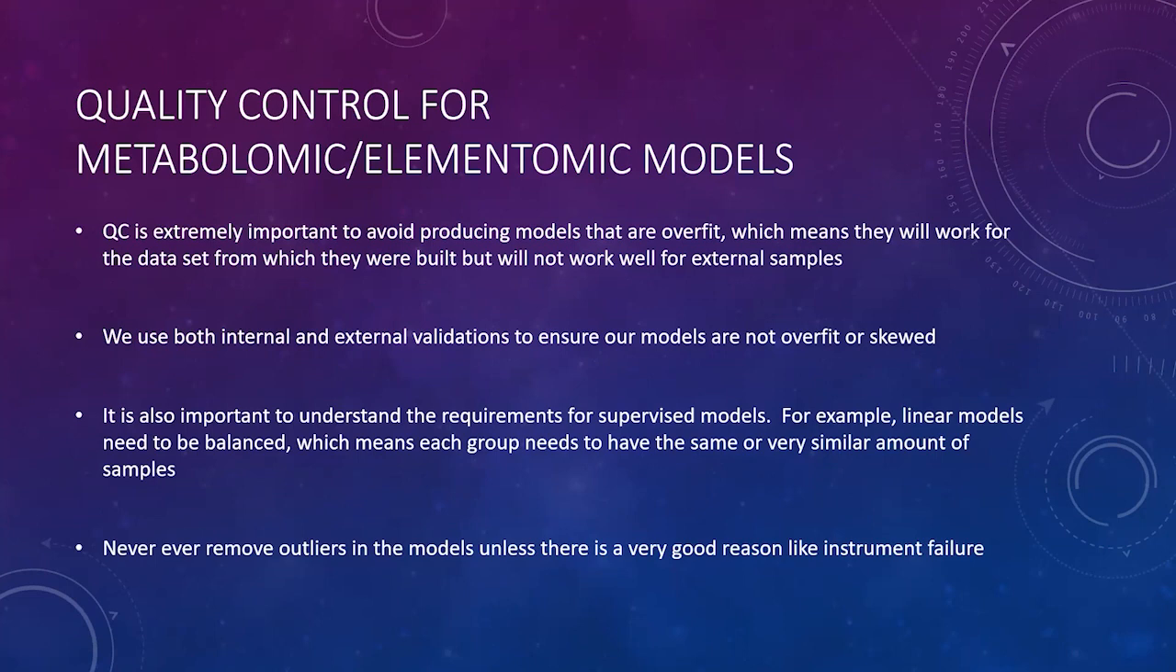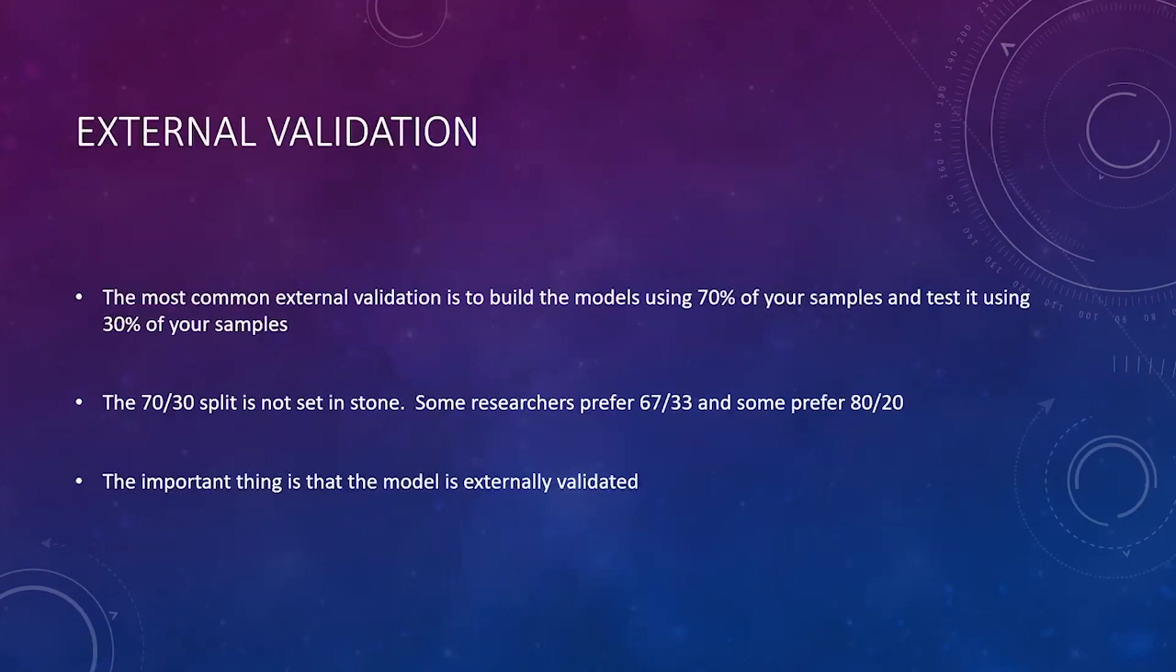It's also important to understand requirements for supervised models. And as I said before, linear models need to be balanced, which means each group needs to have the same or very similar number of samples in that group. I can't say that enough. I see a paper that has 15 samples from somewhere and 200 samples from the other, and that's going to skew that model to a point where it's just not usable. And again, never, ever remove outliers in a model unless there's a very good reason, like instrument failure or extraction failure.